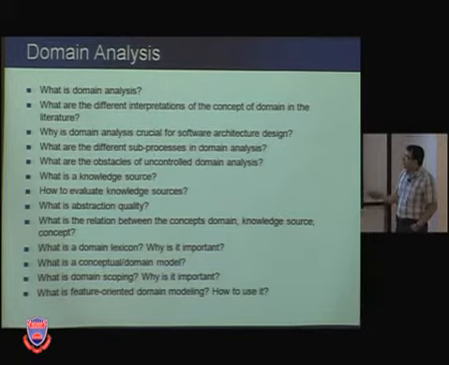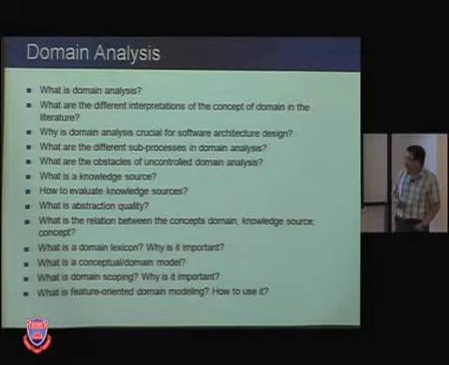What's the knowledge source? How to evaluate these knowledge sources? What is abstraction quality? We look at objectivity and relevance. What is the relation between concepts, domain, knowledge source, and concept? What's the domain lexicon? Why is it important? What's the conceptual domain model?